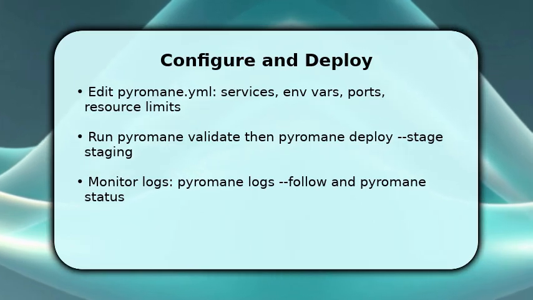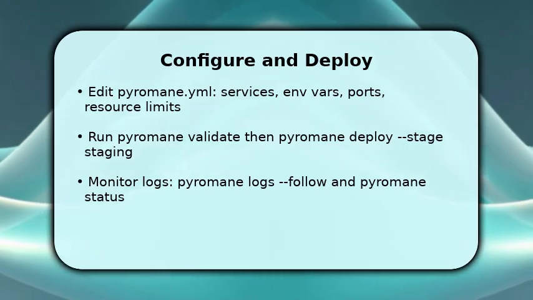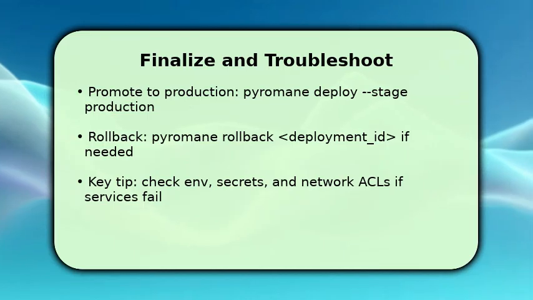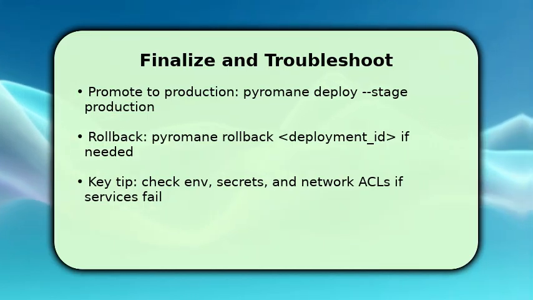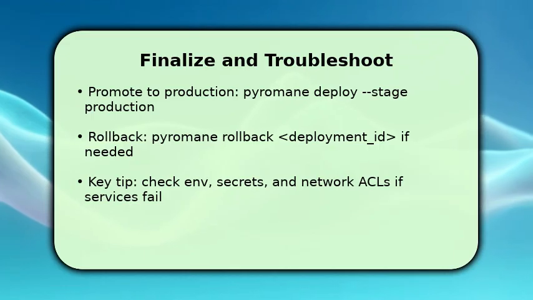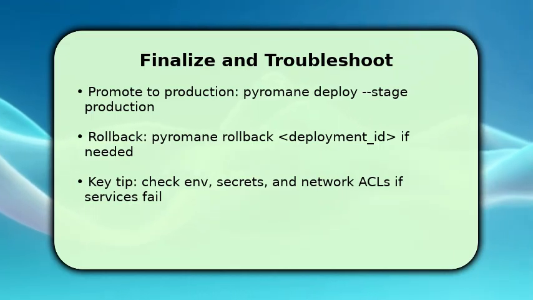To finish, promote a stable staging release to production using pyromane deploy --stage production and confirm endpoints respond. Make sure health checks pass and run integration tests against live URLs. If something goes wrong, roll back quickly with pyromane rollback <deployment-id> to restore the prior state.